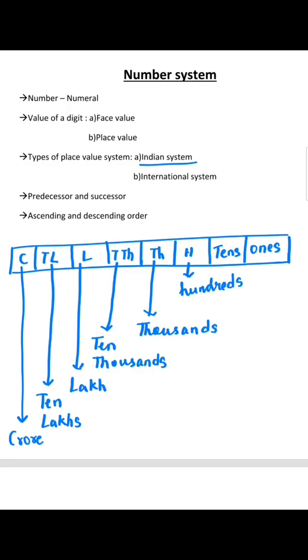After thousands place, we will have 10,000 place. After 10,000 place, we will have lakh place. After that, we have 10 lakhs. Later, we have 1 crore. After crore, we will have 10 crores, 100 crores, 1000 crores. It will go on like that. But till crore is enough for you.